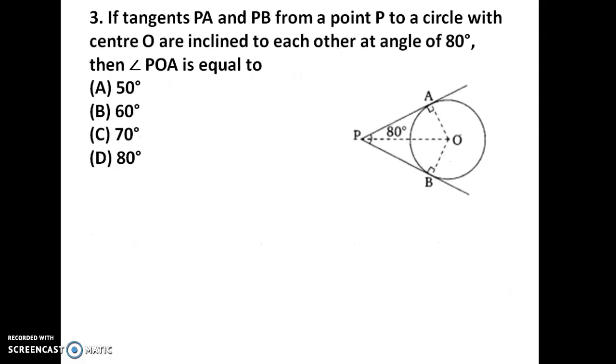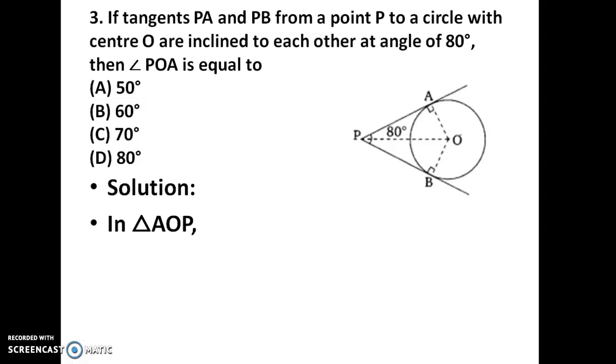Okay. Then next problem. If tangent PA and PB from a point P to a circle with center O is inclined to each other at angle 80 degree, then angle POA is equal to, okay, so this angle we have to know, POA, this angle we should get to know.